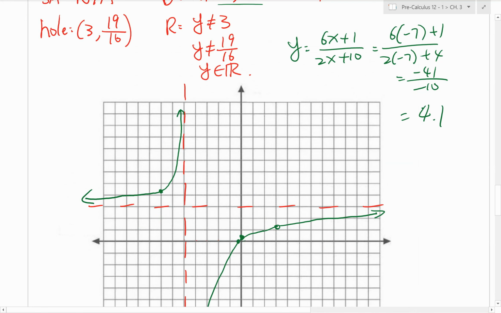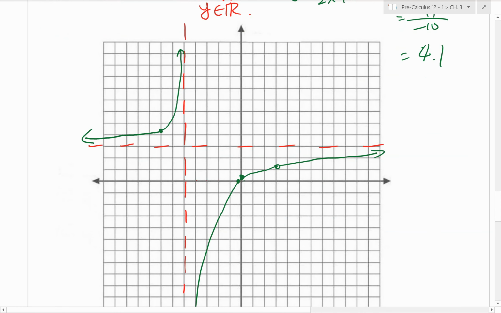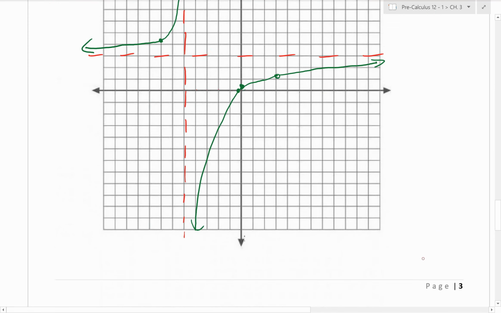Okay, so those are the only 2 y values that are not allowed in this graph, because you can see it keeps going up and keeps going down to positive and negative infinity, except it doesn't go through 3 or 19 over 16. Hopefully you can look at this graph. This looks like what we did in the previous chapter. Next example will be something quite different.